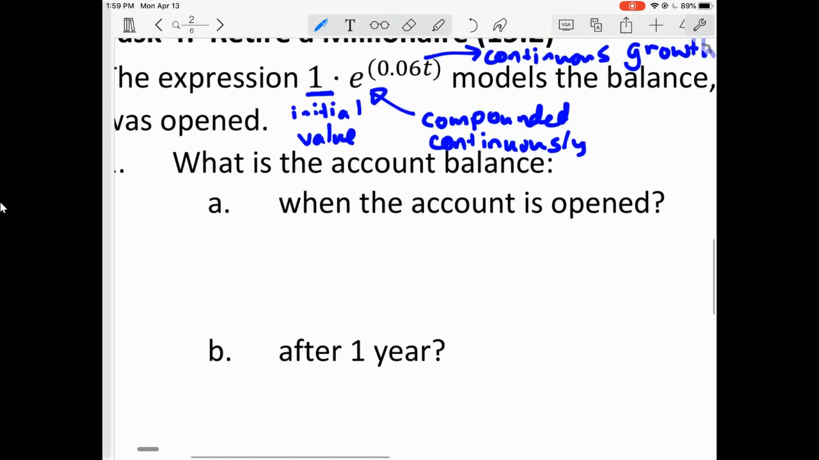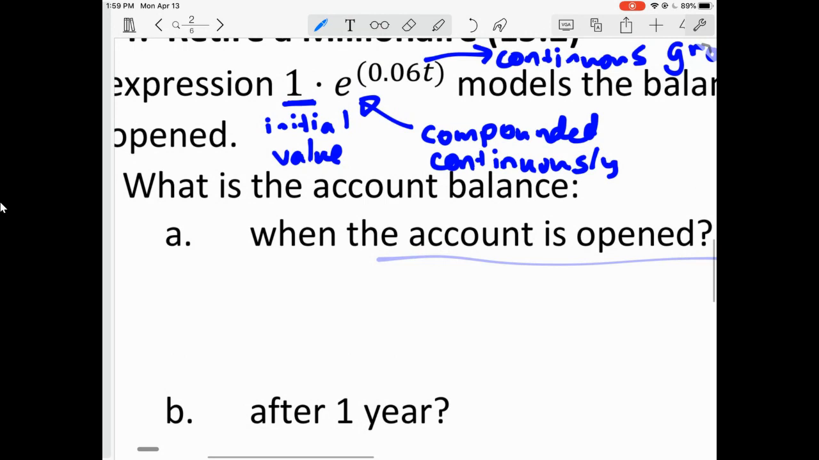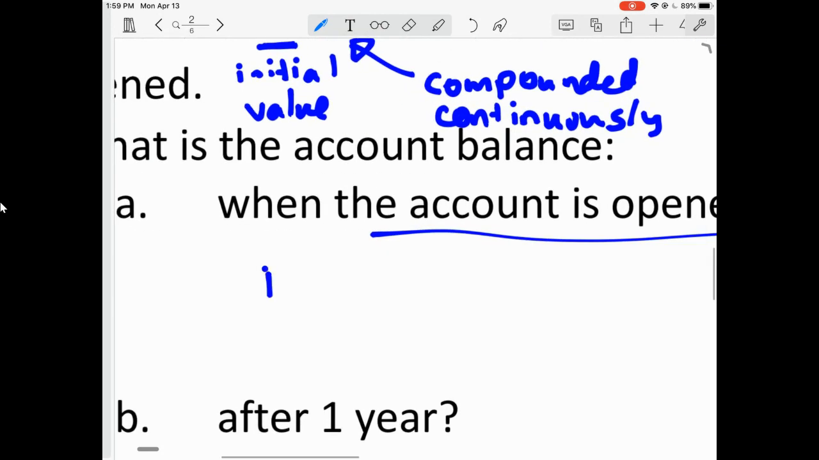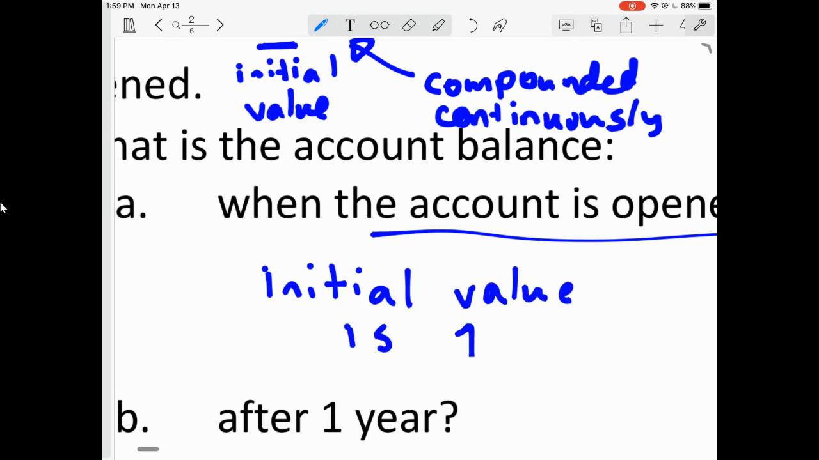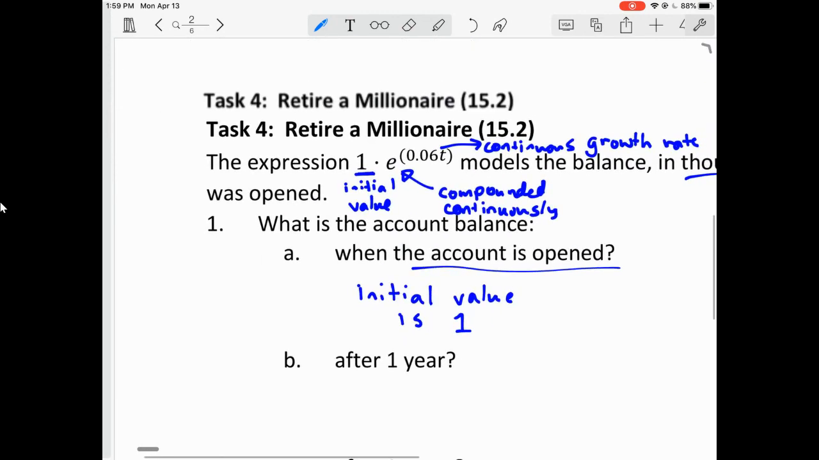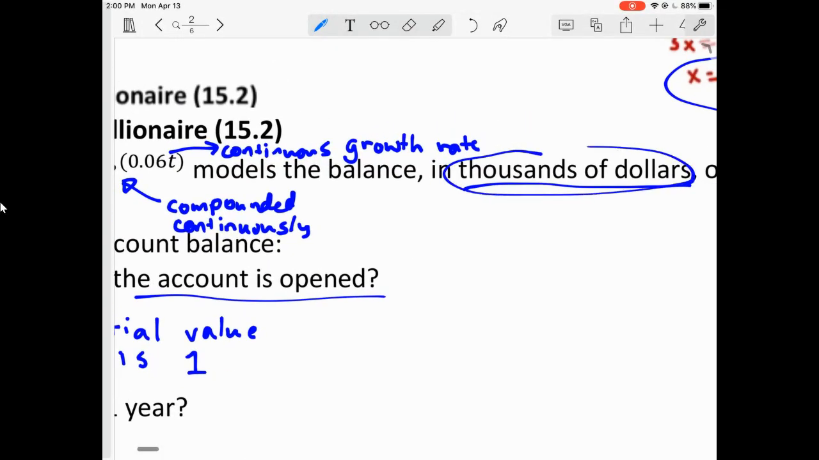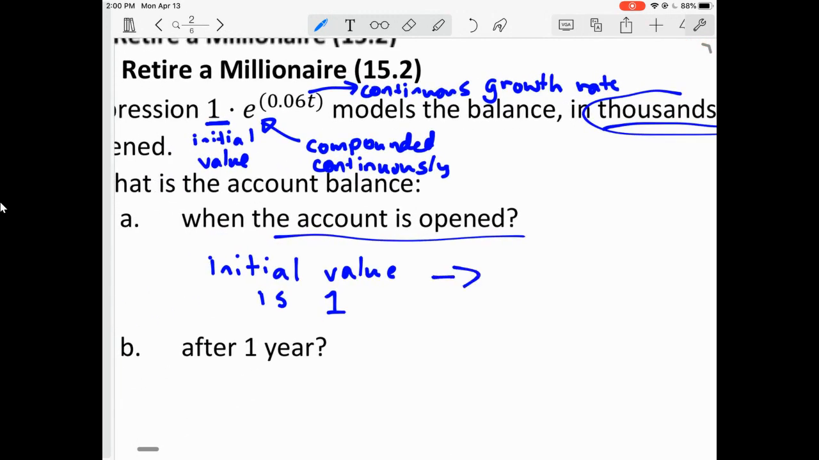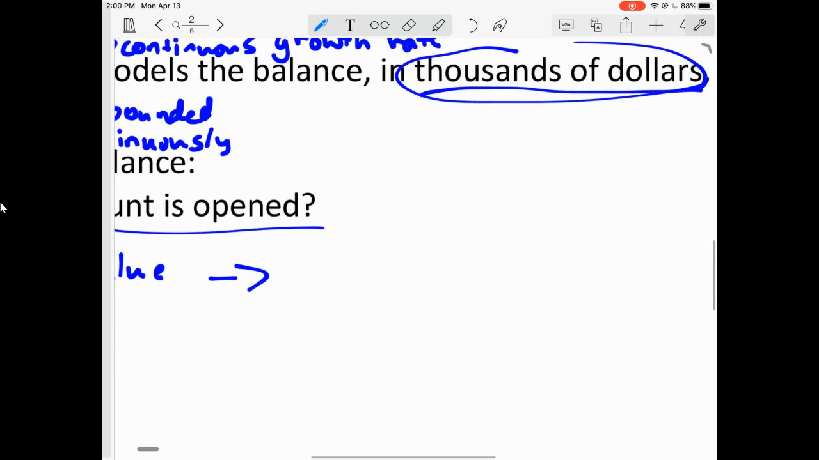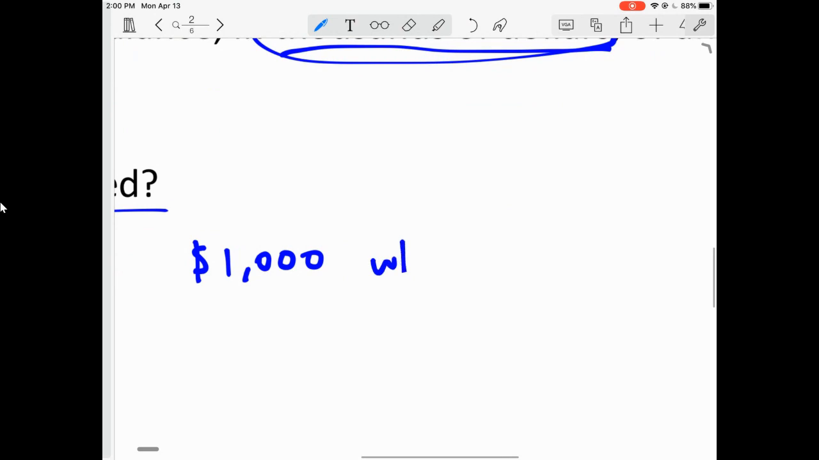Okay, so the account balance, when it was first opened, well, we just got to look at the initial value. So the initial value is 1. Doesn't mean it was $1 in this case, because we're talking in thousands of dollars. So the initial value is 1. This tells us that there was $1,000 when the account was open.